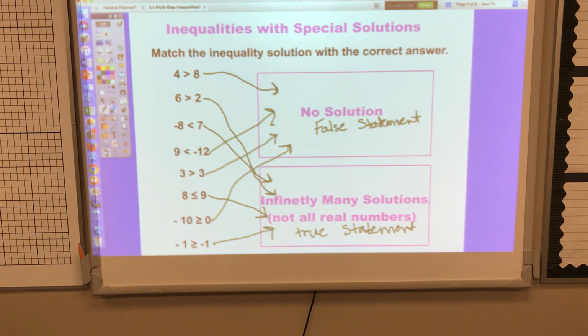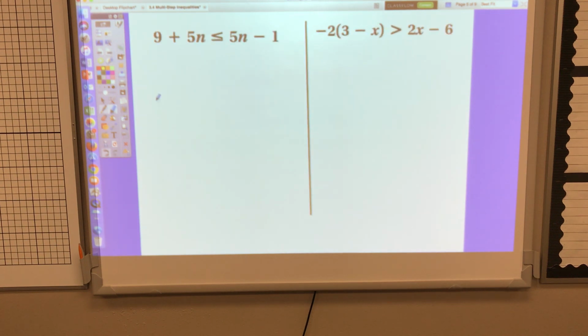So all these ones that point to infinitely many ended up with that true statement. These are infinitely many solutions. These other ones that are false, they are not possible to solve. They're no solution inequalities. So let's look at a couple like those.